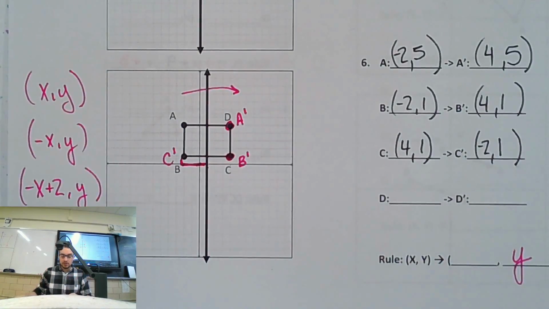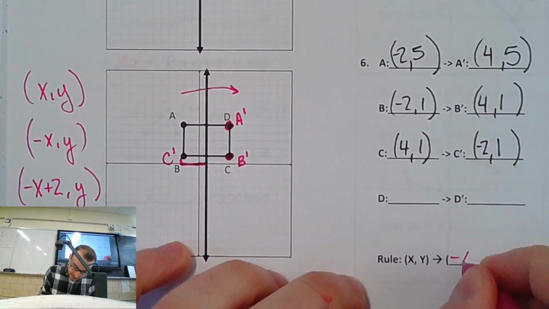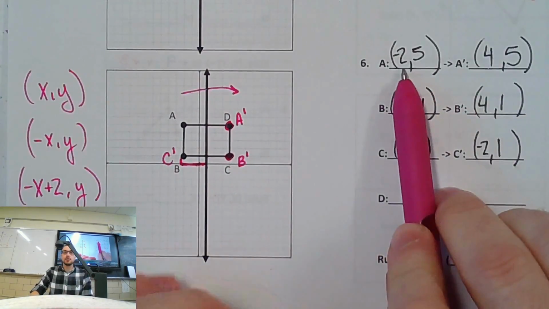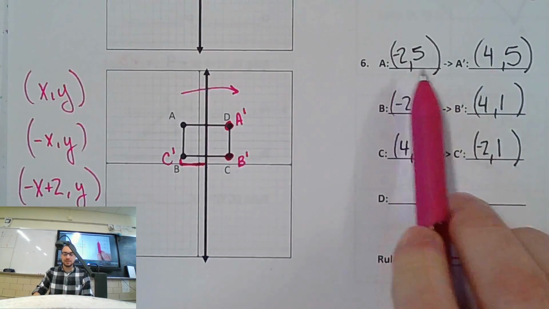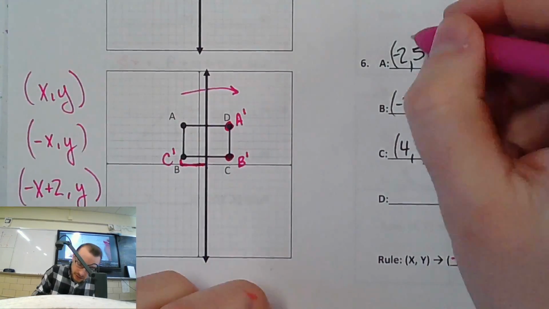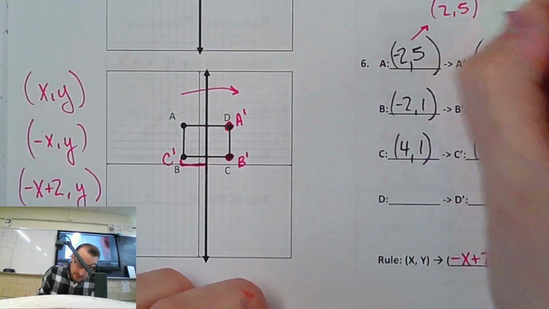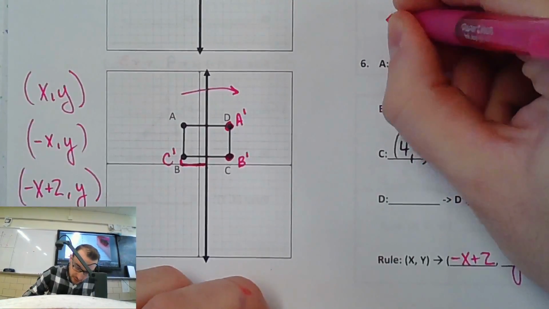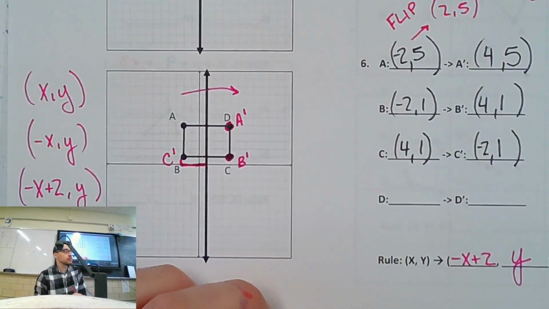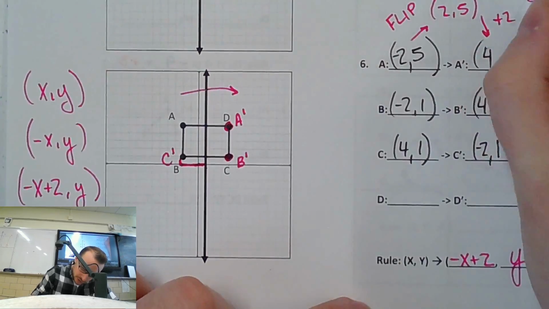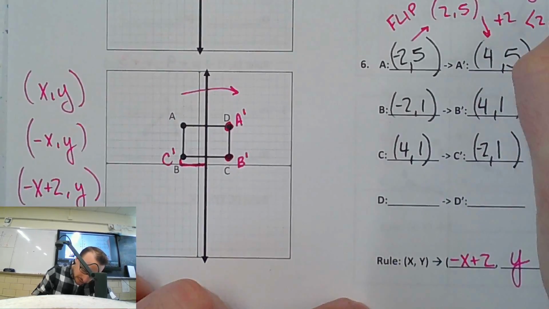Our rule, supposedly, is that we're negating the x and adding 2. If we negate negative 2, what do we get? 2. Add 2. Do we get 4? Awesome. So our step 1 is to negate the x. And that is our flip, right? Our flip horizontally, negate the x, change horizontally. And then from there, we're adding 2, which is really applying a vector of 2, 0, right?